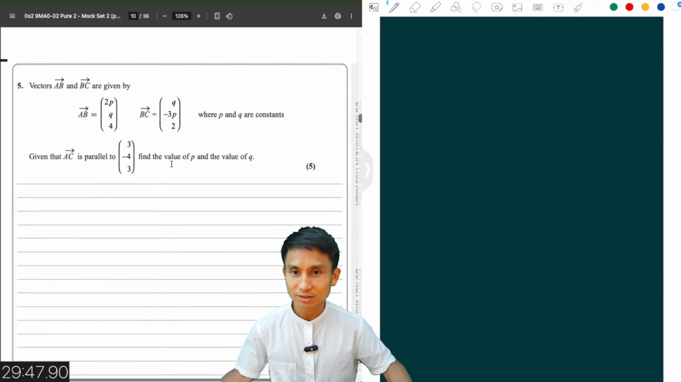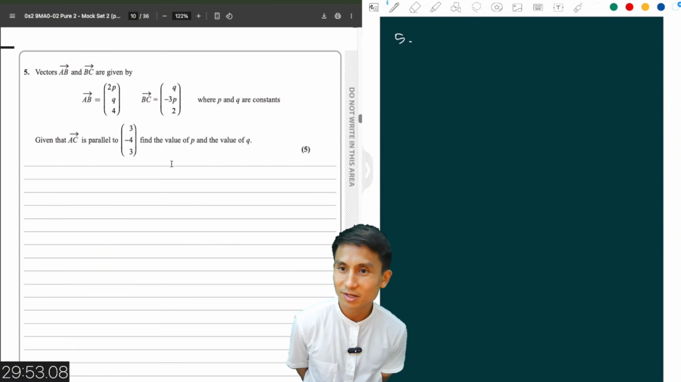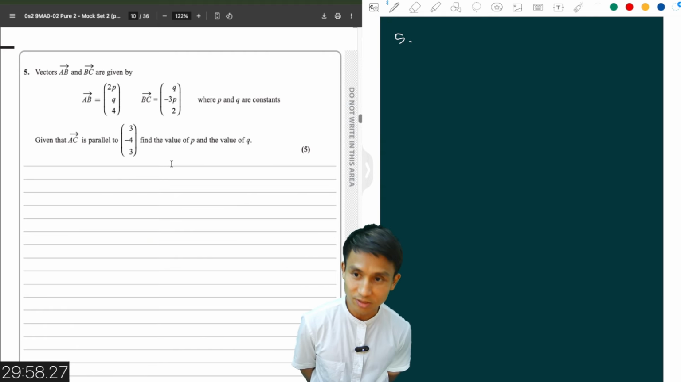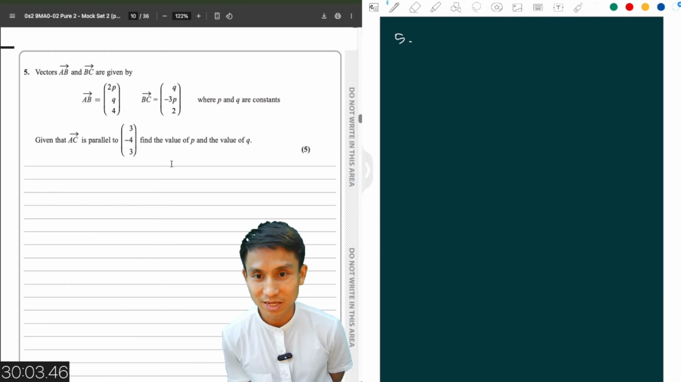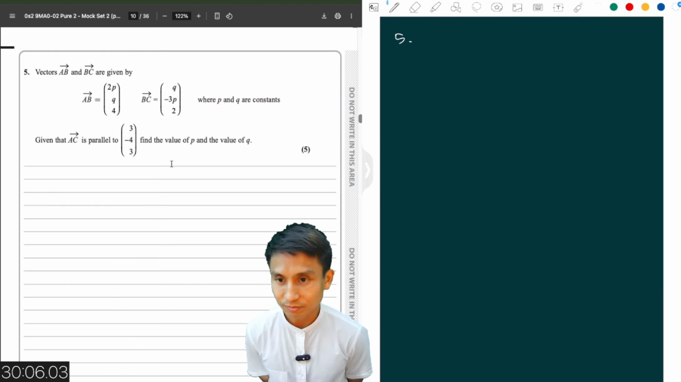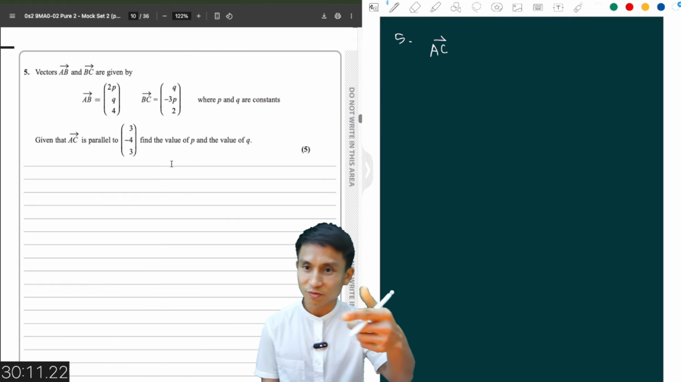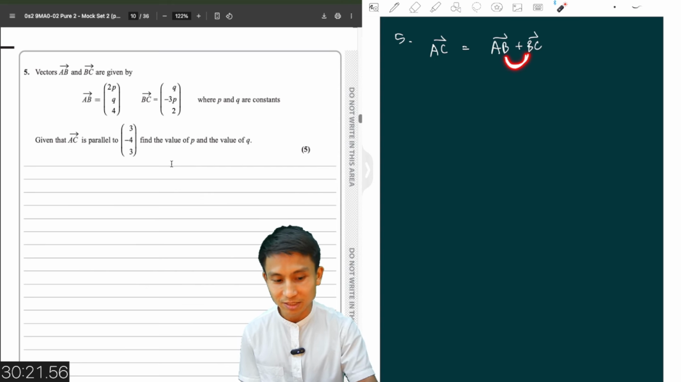Number 5, vectors. Wow, okay, intriguing. Well, maybe not. Vectors AB and BC are given by that and that, where P and Q are constants. Given that AC is parallel to that, find the value of P and the value of Q. Okay, so AC comes from AB and BC, because if we do vector addition, AC is just AB plus BC, right? If you notice here, the inner letters are the same, and we look at the outer letters A and C to get that.